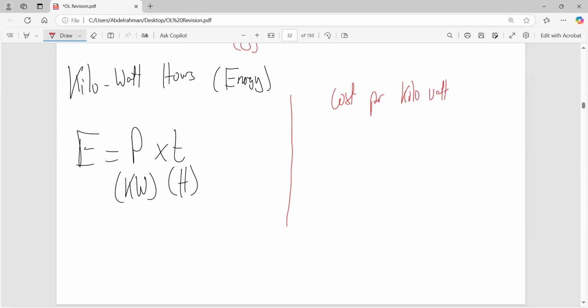So if he says, for example, 1 kilowatt hour is equal to, let's say, $0.5, which is a bit too much. If we say that this is the cost per kilowatt hour, and in 1 month you use up 200 kilowatt hours, then all you do is 200 times 0.5, which is a total of $100. That's all you'll have to pay by the end of the month.